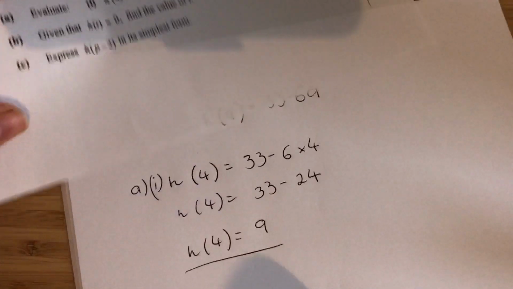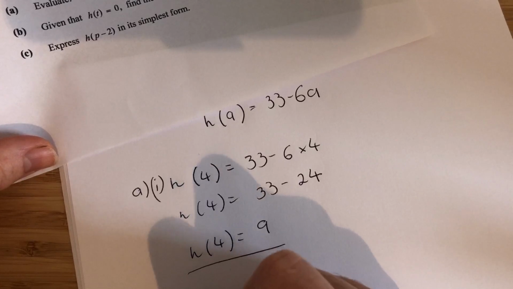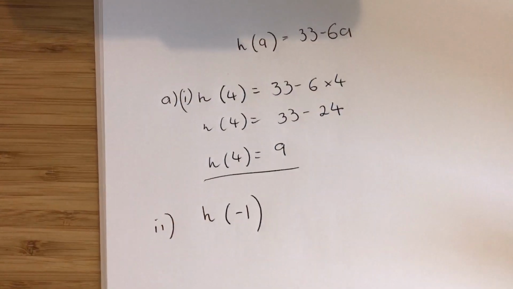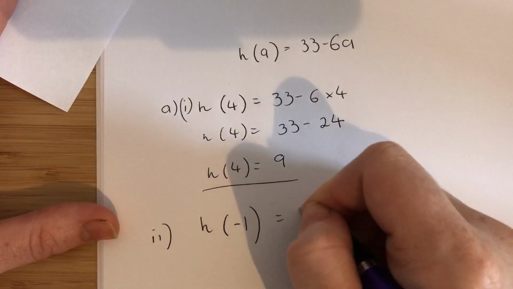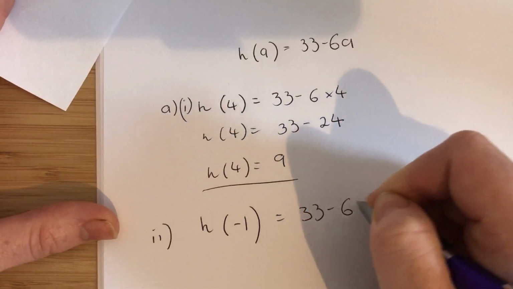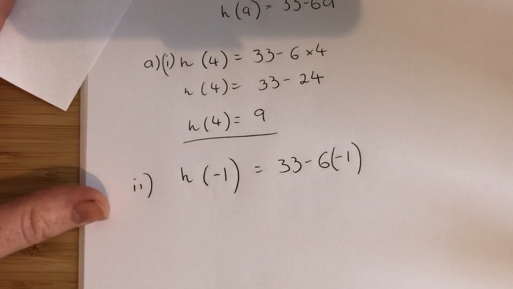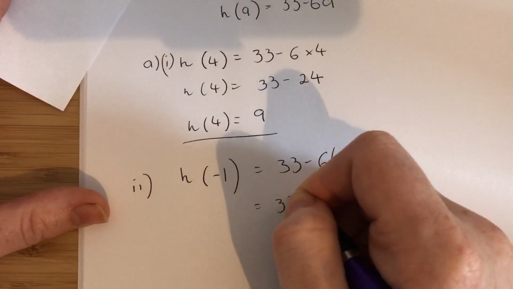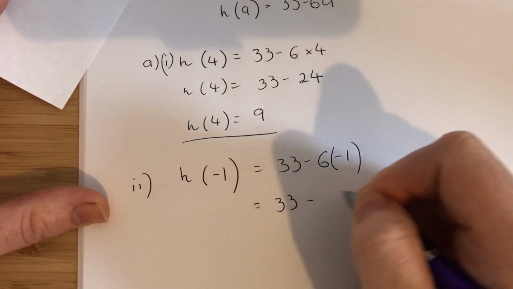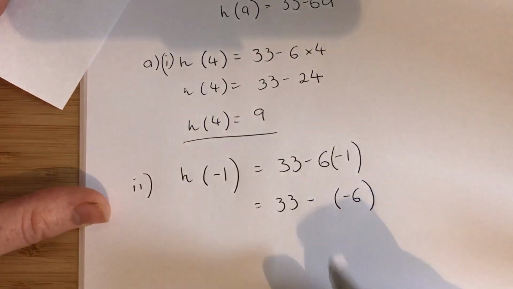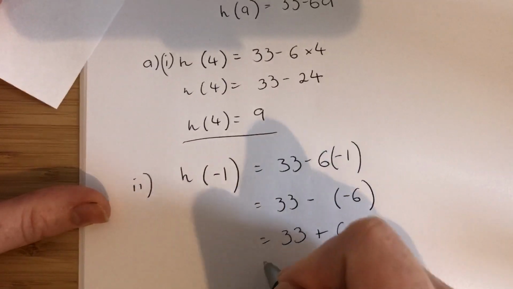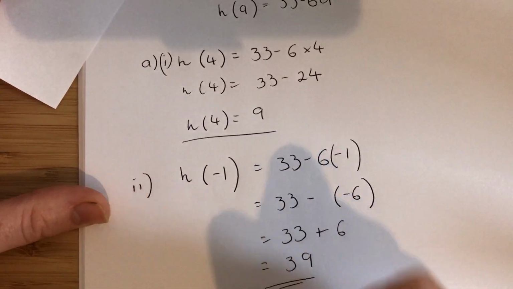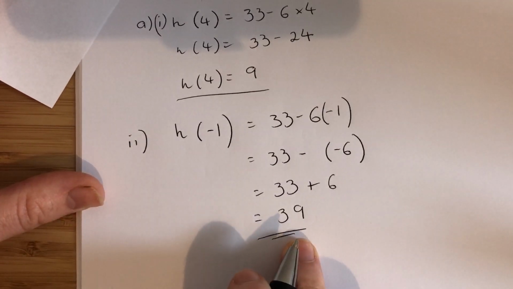That was part A. Part 2, find h of negative 1. So instead of a this time, we've got negative 1. So 33 minus 6 times negative 1. Just put it in brackets so you can put times in there as well. So 33 subtract negative 6. We're just saying 33 plus 6. So that's 39. So h of negative 1 is 39.